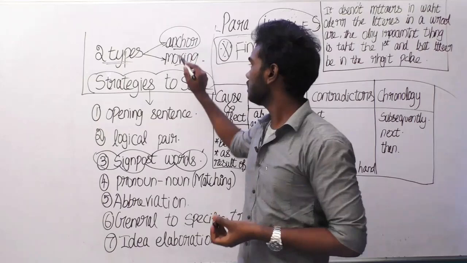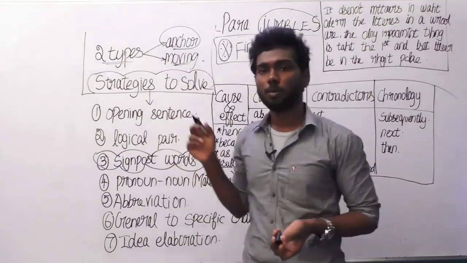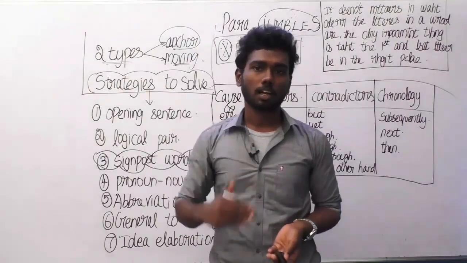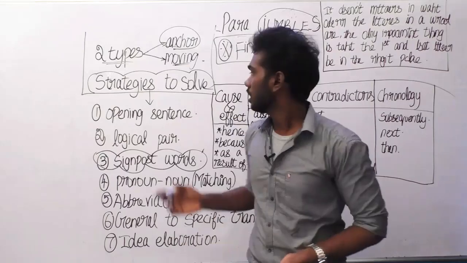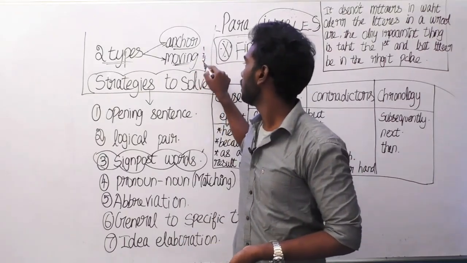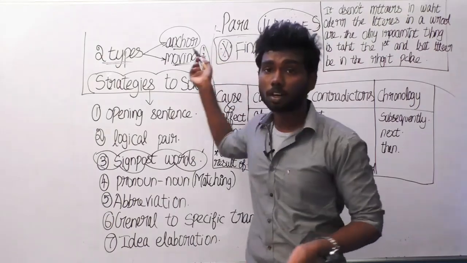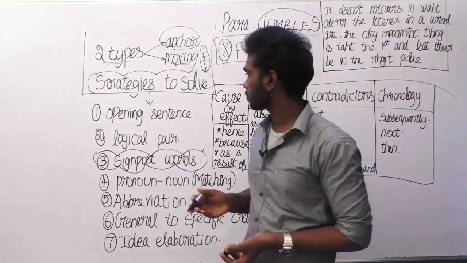Then the next thing is moving jumble. What do you mean by moving jumble? Moving jumble means the first and last sentences are not fixed. So obviously you are going to solve from 1, 2, 3, 4 to 5, and it can be in any order. So you have to solve in all possible ways.